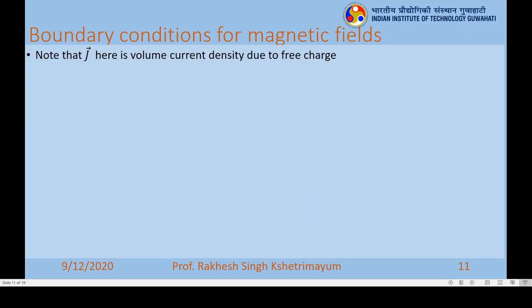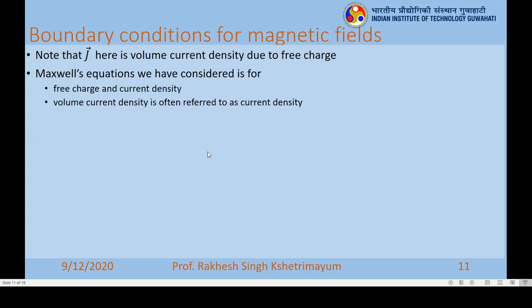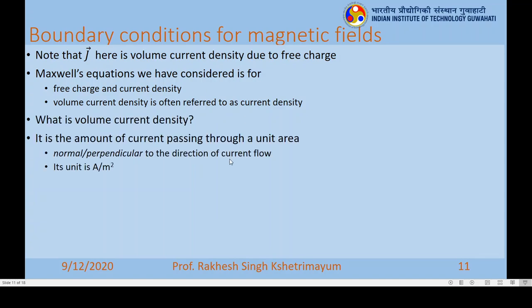J here is the volume current density due to free charge, and the Maxwell equation we have considered is for the free charge and current. And most of the time, volume current density is referred to as current density. So J is a volume current density. It's not surface current density. So now how do I define this volume current density? Volume current density is the amount of current passing through a unit area.